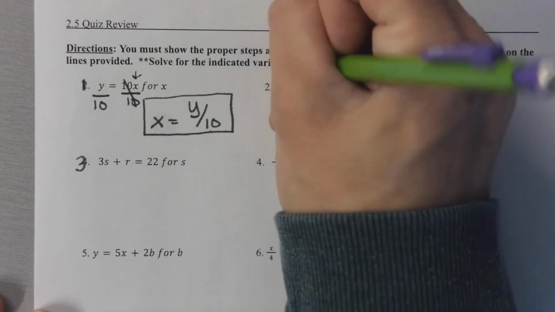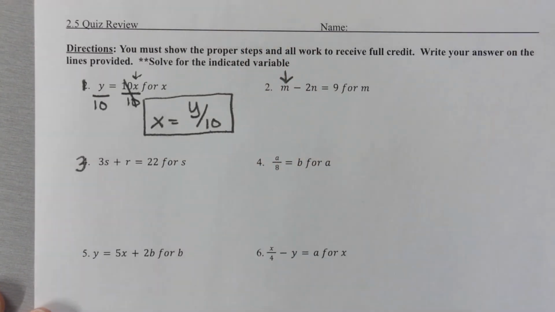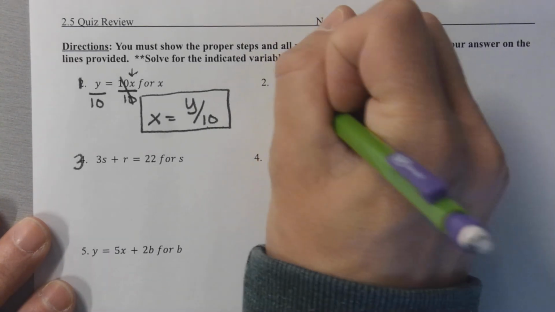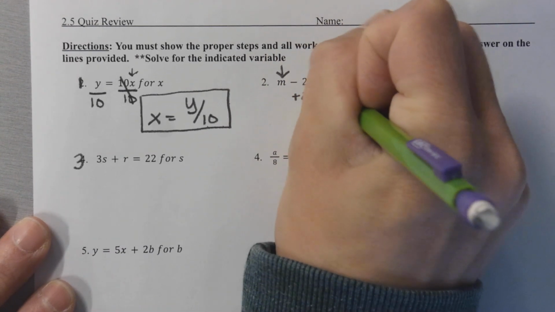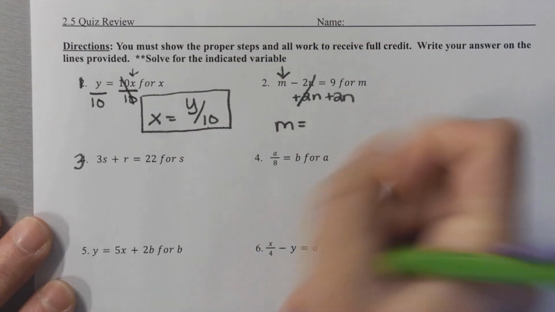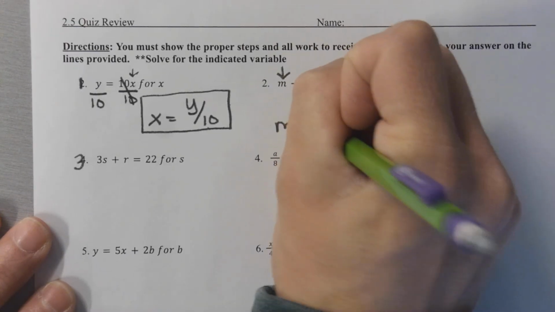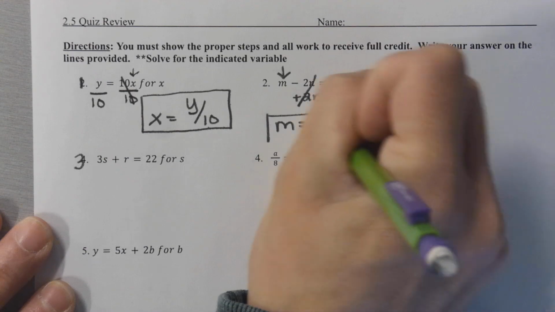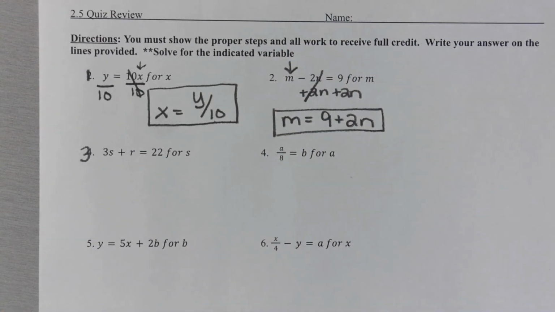All right, this one's not terrible, but it's a little confusing. We want to get m alone. Do you see how the 2n is being subtracted? How can I remove a subtraction? Add it. Always think, what's the opposite? So this will cancel. M equals, and on the other side I have 9 plus 2n. You could also have 2n plus 9. You could have the 2n and the 9 flip-flopped, and that would be okay too.